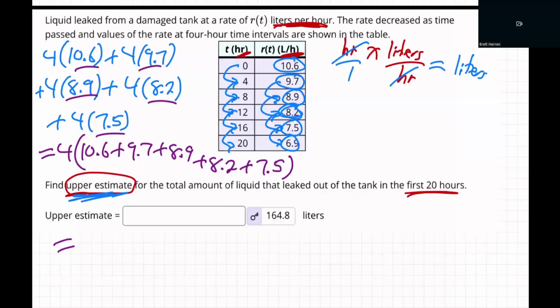179.6. I have to check on that answer. Looks like I think there's a mistake there. I think I did it right, but maybe not. I'll check on the problem. So there's how we do that problem.